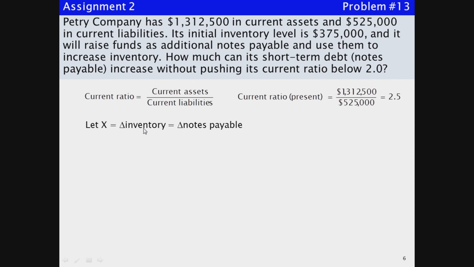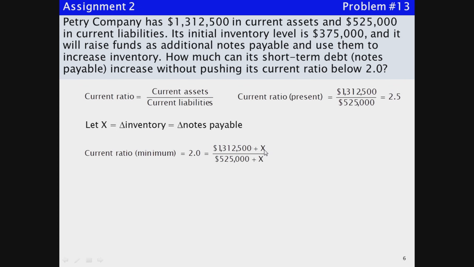Okay, now, both inventory and notes payable are in current assets and current liabilities, respectively. Current assets includes inventory. Current liabilities includes notes payable. So all we need to do is add X to both the numerator and the denominator, since those amounts are equal, and set that equal to 2. Solve for the level of X.